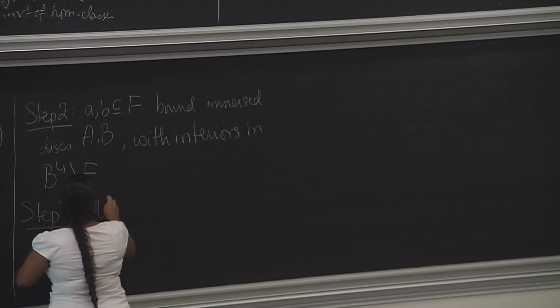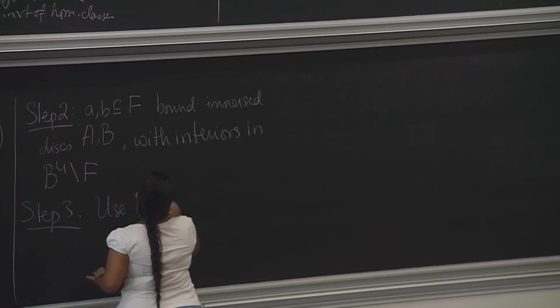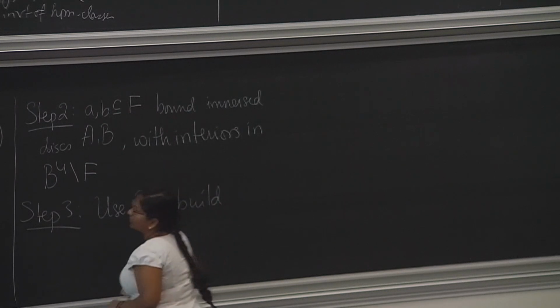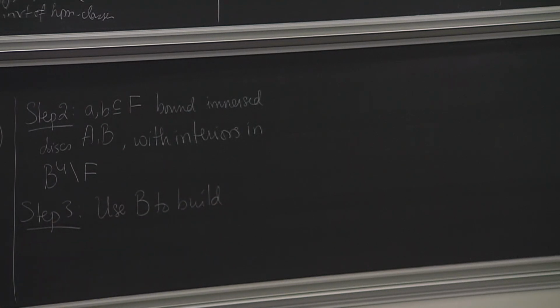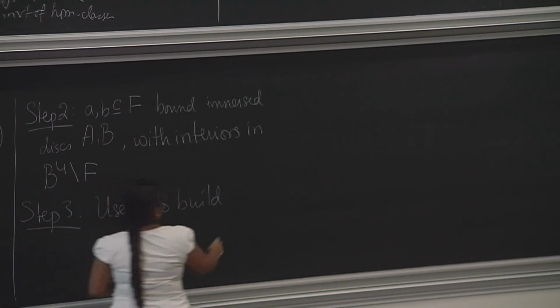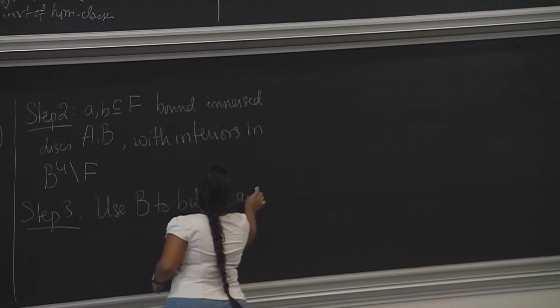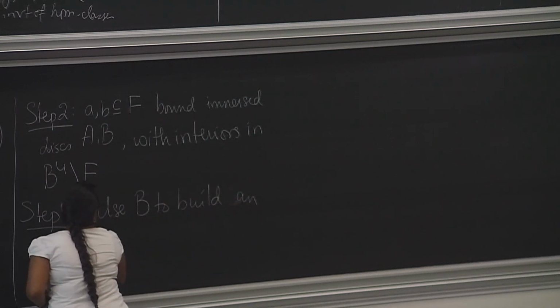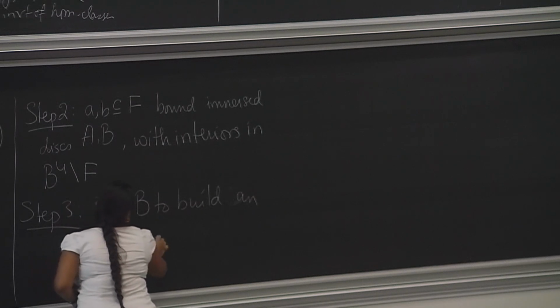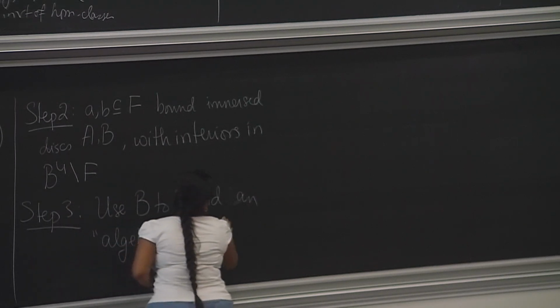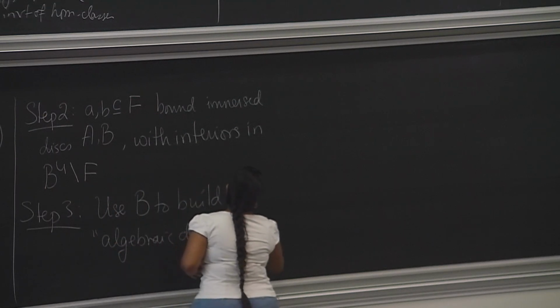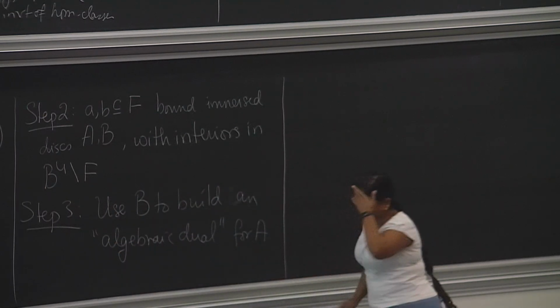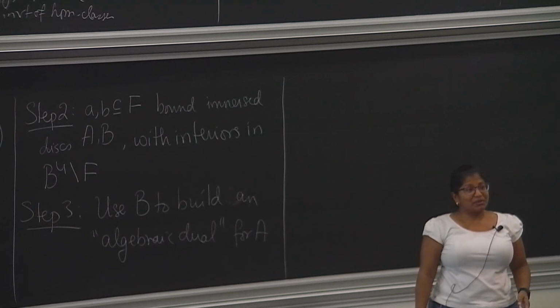So we need to use B to build that G. The big A is going to play the role of F, and I need something to play the role of G. That thing is called the algebraic dual for big A. Okay, this will be a bit weird. Sorry.